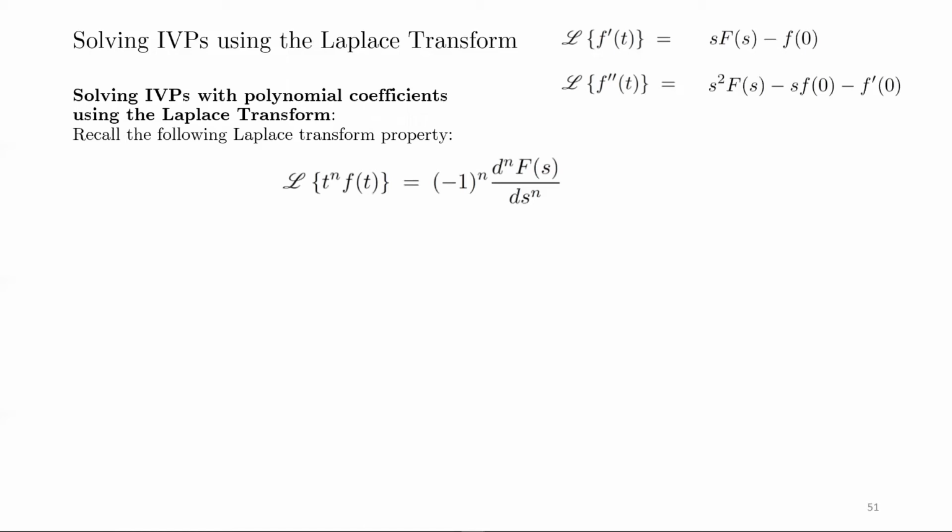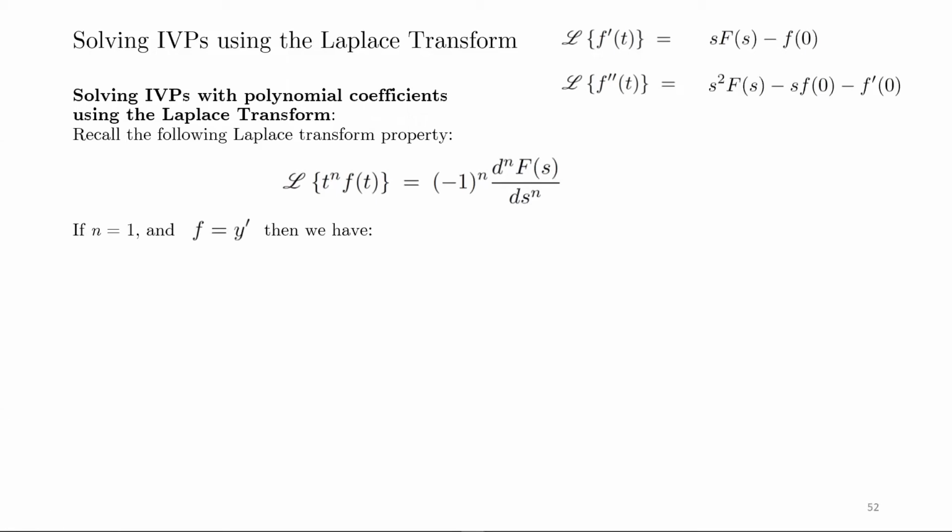The Laplace transform of t to the power of n times some function f of t equals negative 1 to the power of n times the nth derivative with respect to s of F of s, which of course is the Laplace transform of f of t. So let's look at the specific case when n equals 1.